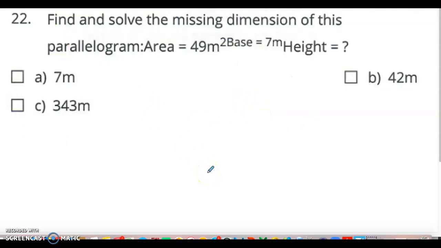Okay, you're finding the missing dimension of a parallelogram. So here's my formula for the area of a parallelogram. You know that the area is 49, and you know that the base is 7. So 7 times what number for the height is going to give you 49.